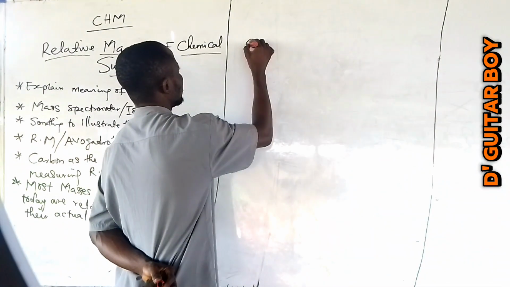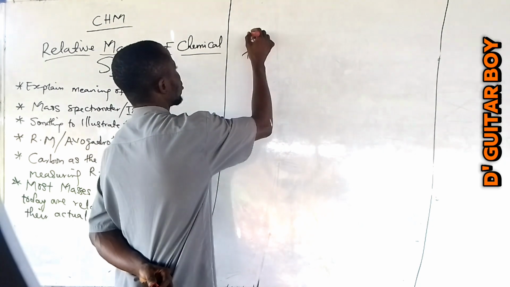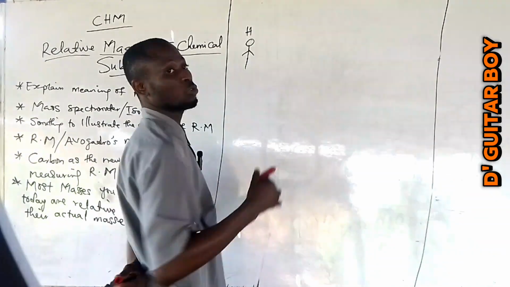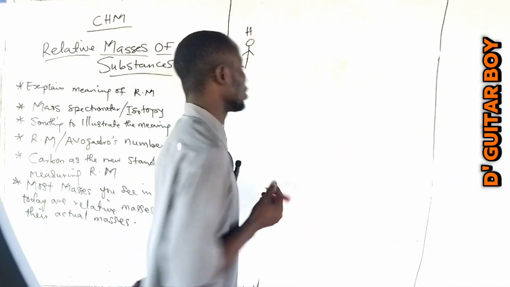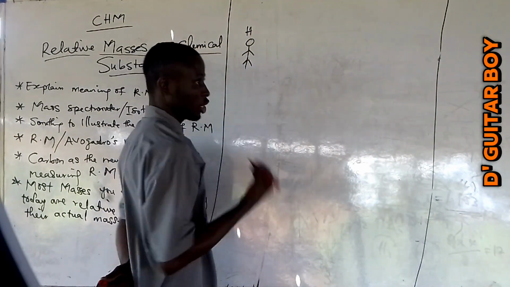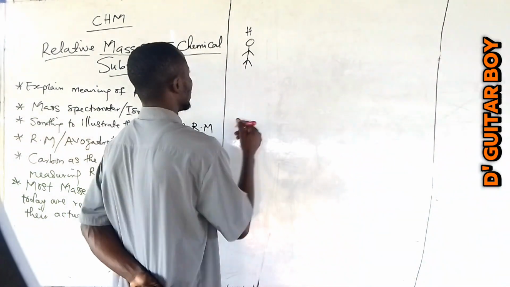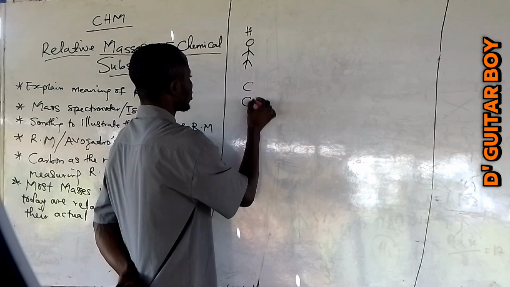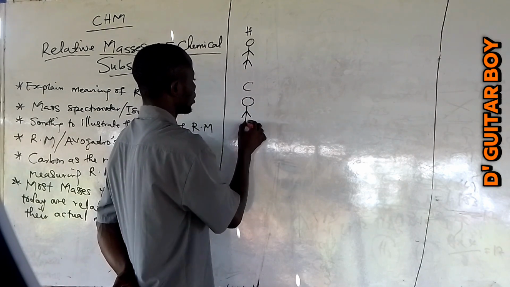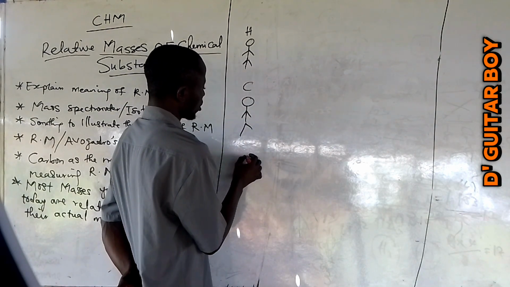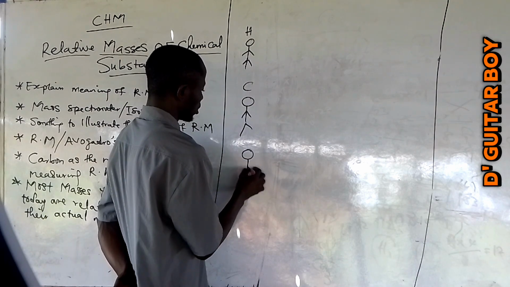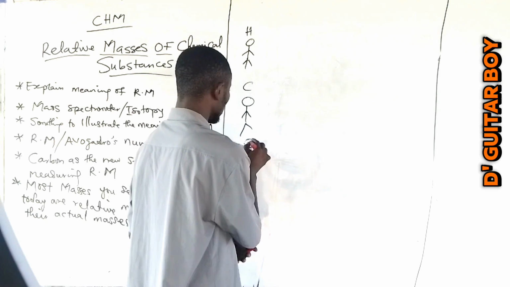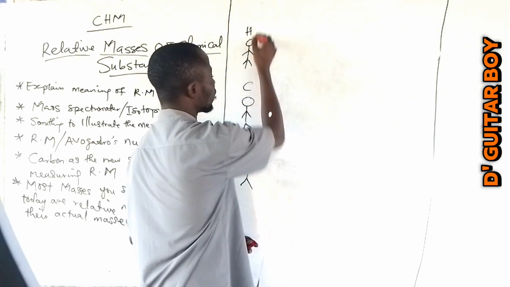Let's say this is one worker. Let's call this worker hydrogen. This is a human being, but I want to give it a name. I can give it any name, it's my concern. You can arrest me anyway. This is hydrogen. Then let's say this one is carbon. This is another person, carbon. This one is another person, oxygen.